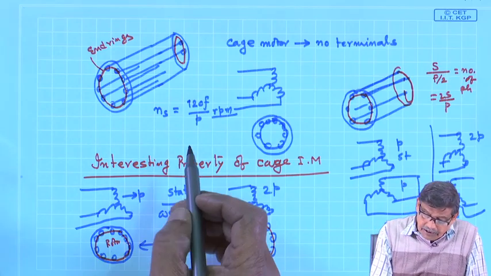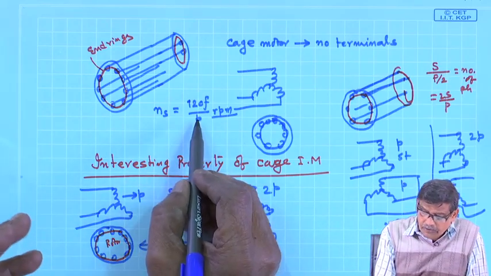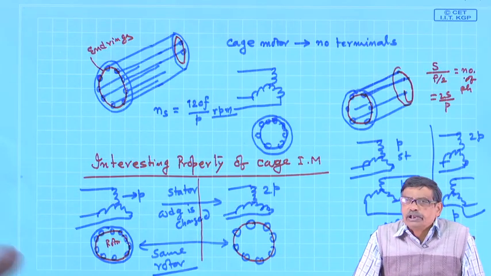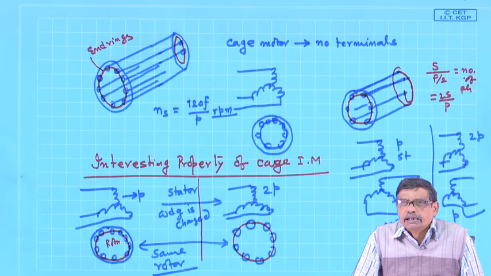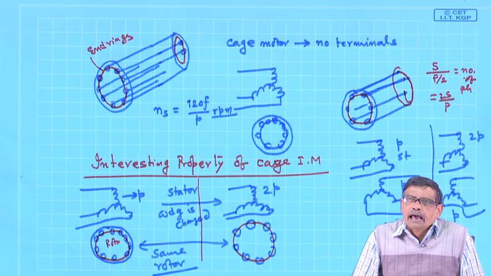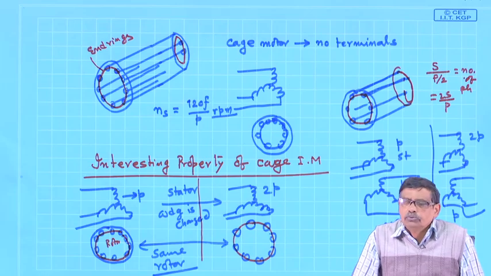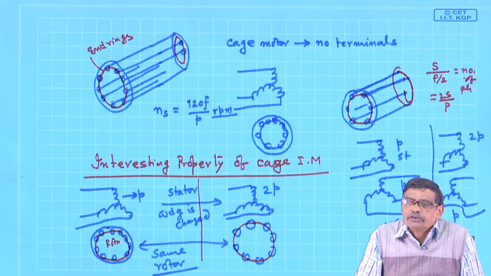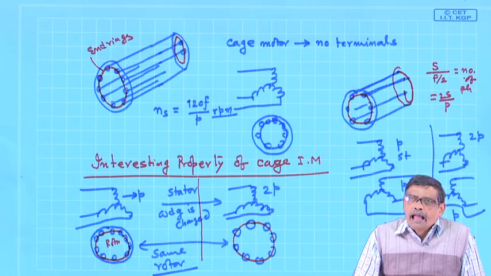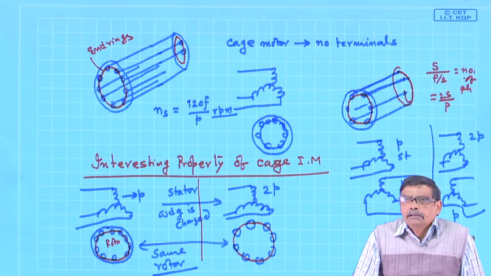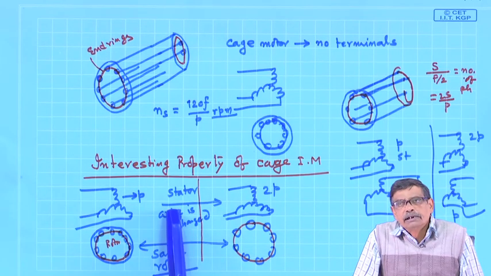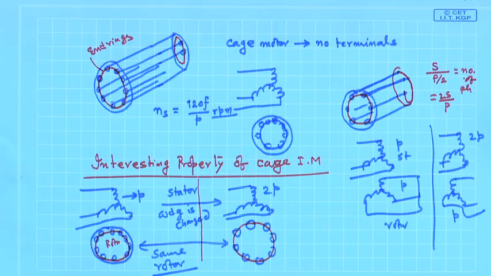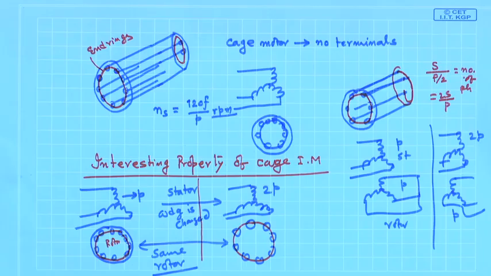So, one way was that on the stator you use 2 separate stator windings. Suppose one is wound for 2 poles and another is wound for 4 poles. 2 completely separate 3-phase distributed windings you accommodate in the stator slots, and at a time I will energize either the 2-pole winding or the 4-pole winding, and my rotor will be a cage induction motor.